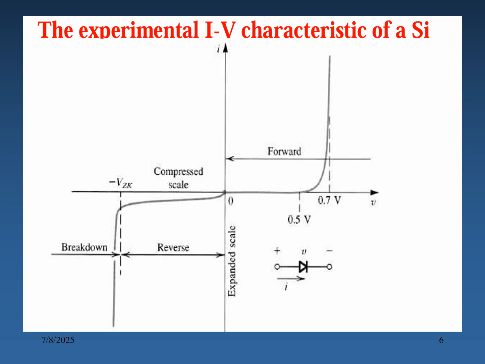There are two types of breakdowns: avalanche breakdown and Zener breakdown. In the next slide I will explain what avalanche breakdown is and what Zener breakdown is. Remember this point: in the reverse bias, the current is due to only minority charge carriers, so the current, in terms of microamperes, is always negligible.